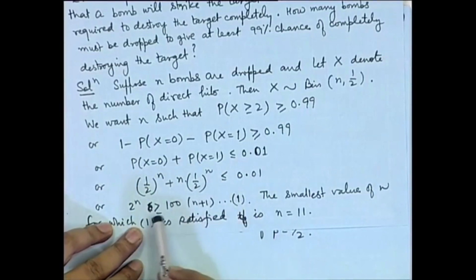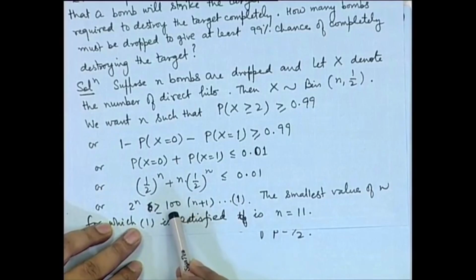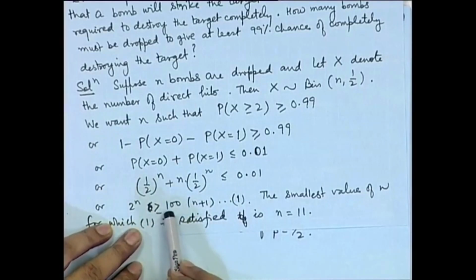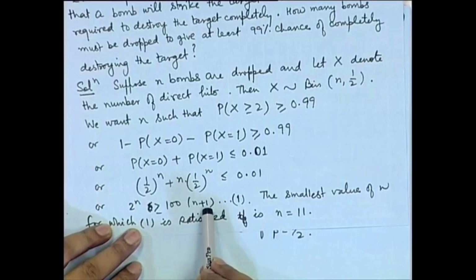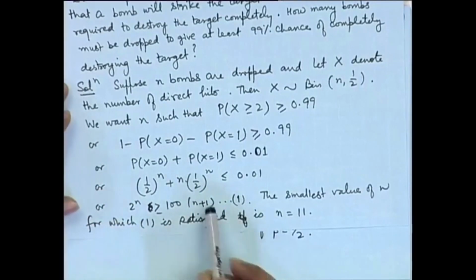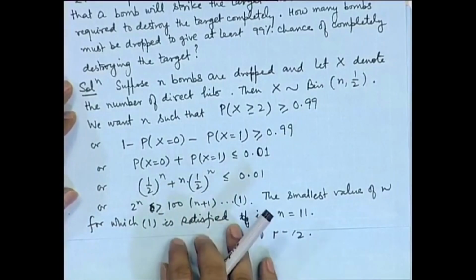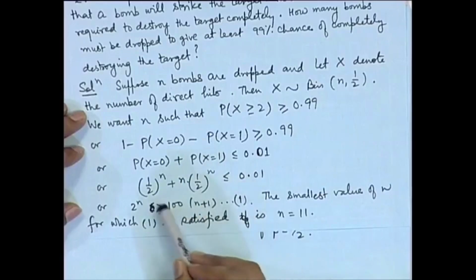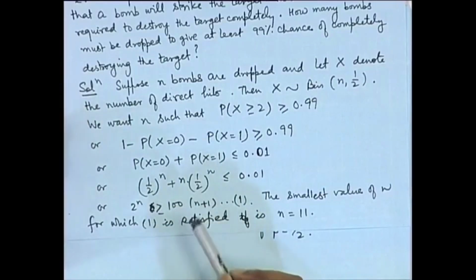After simplification, this condition is equivalent to 2 to the power n greater than or equal to 100 into (n plus 1). What is the smallest value of n for which this is satisfied? We can check it, and it turns out that n equal to 11 first satisfies this condition. So, at least we have to drop 11 bombs, so that the target is completely destroyed with probability greater than or equal to 0.99.